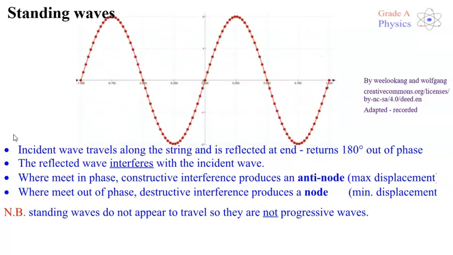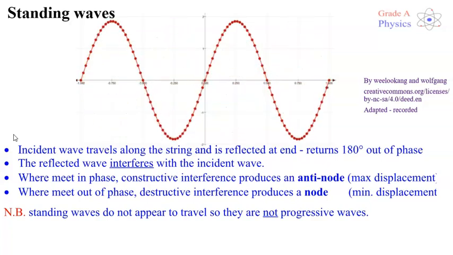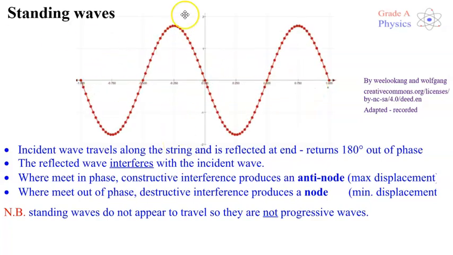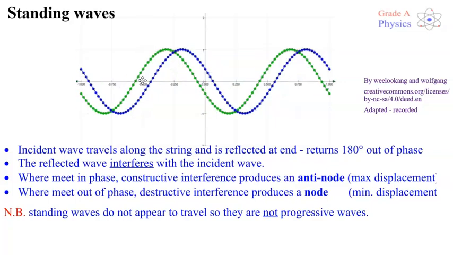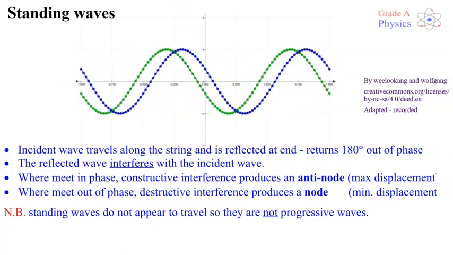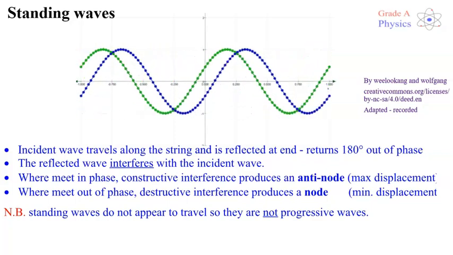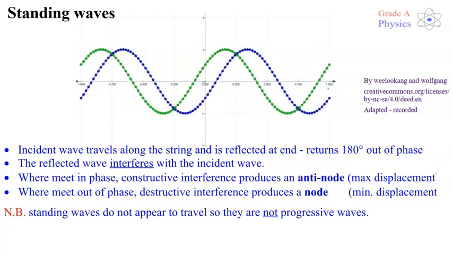So we've got this constant interaction between the two waves where we have this maximum displacement in the middle. This is known as an antinode. And the midpoint here, the node, they will always cancel out. So we're getting this constant change of displacement.